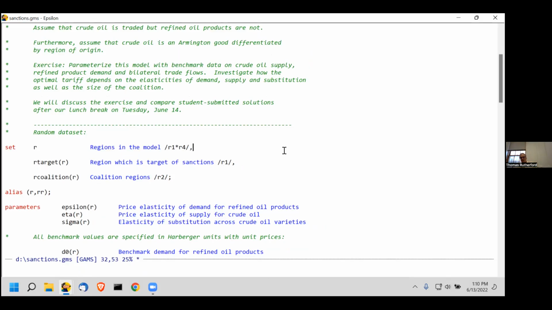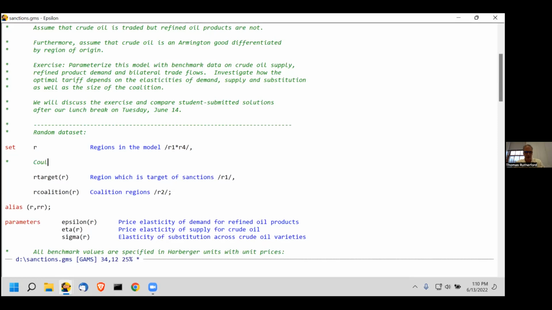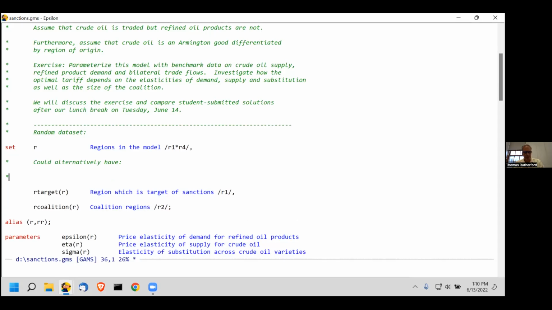Of course, you could do this by defining, I'll just make a note here, you could alternatively have the set R be Russia, Europe, USA, Japan, right? You could have India, you could have China. So you could fill in a set of regions of the world. There's no change in that. That doesn't change the function. It just is a data change in the program.